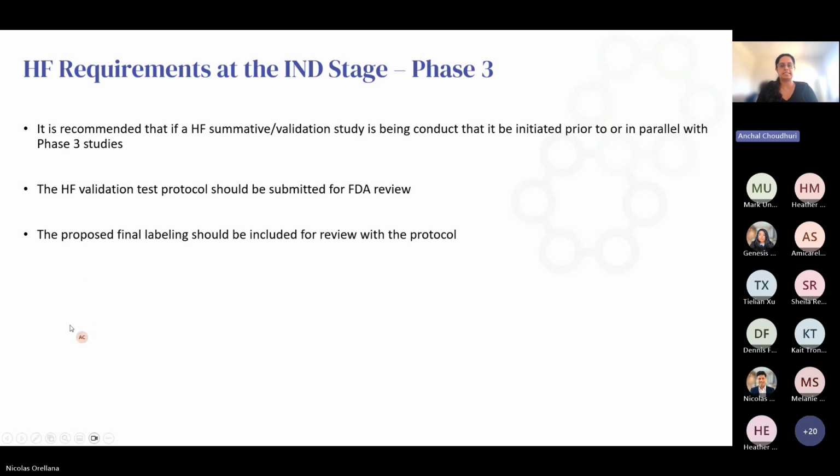The reason I say ideally it's done, or initiated at least, prior is that if you do end up seeing significant issues or things that require another design change, that can be addressed relatively early on in your phase 3 study, so that you still are gathering clinical evidence on your to-be-marketed product.